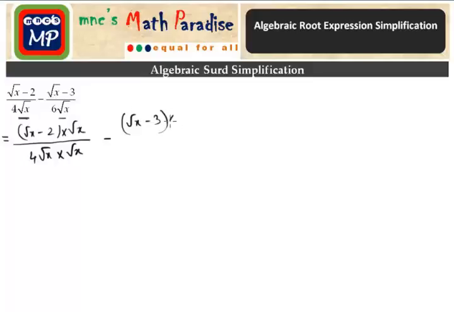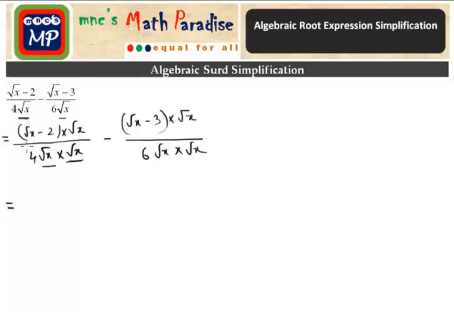This numerator will also be multiplied with root x, 6 root x times root x. Since the denominator has root x, we want to get rid of this root. That is why we multiplied with another root x, because we know that root x and root x, these two multiplied will give us x. A similar operation is done in the second term as well.